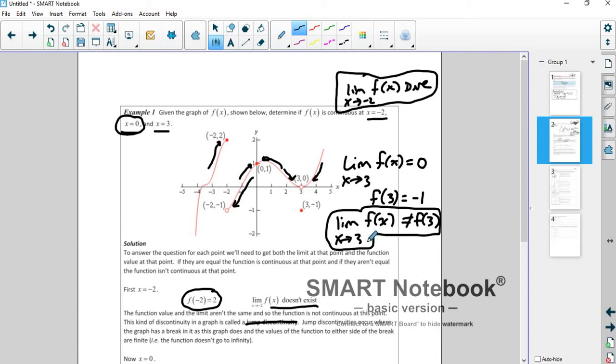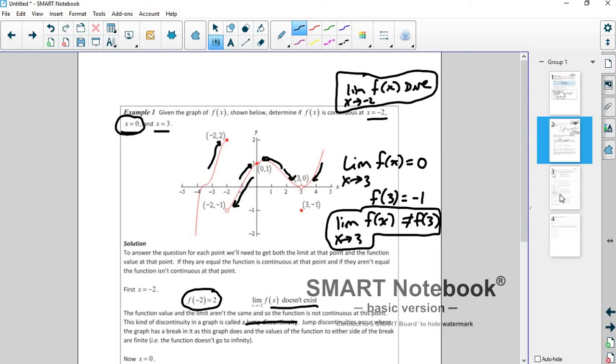And so when we look at that, we're looking for whether the function exists at that x value, whether the limit exists at that x value, and then if they do both exist, if they're equal to one another. So that's the three-part definition of continuity that we're going to use in our class to determine whether or not something is continuous. Okay? So that's the process.